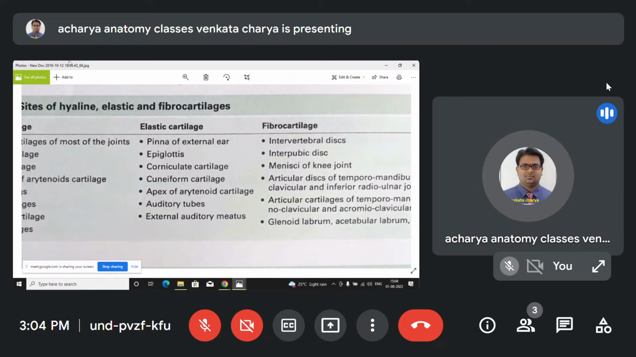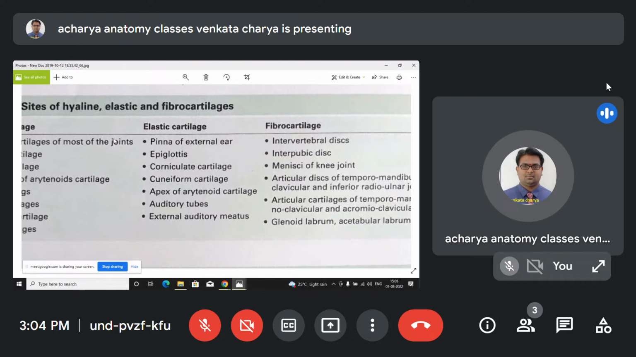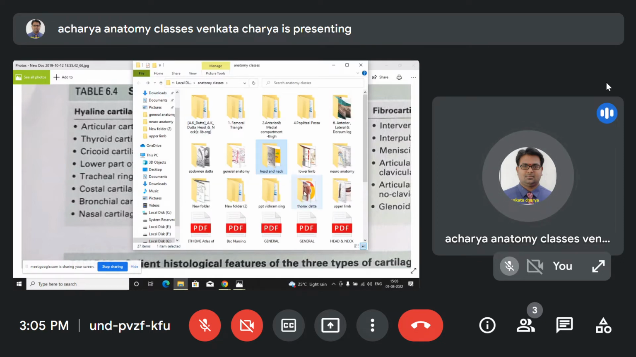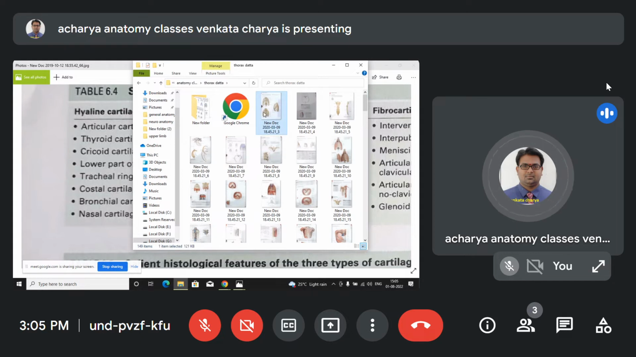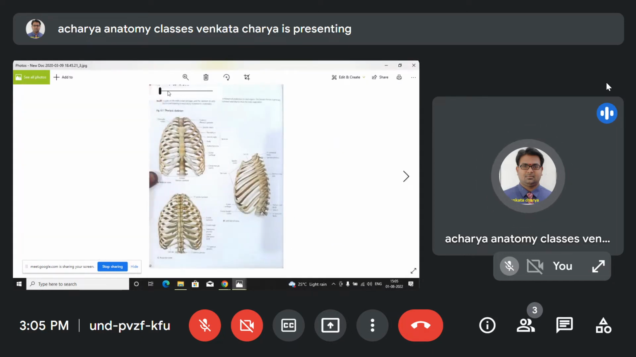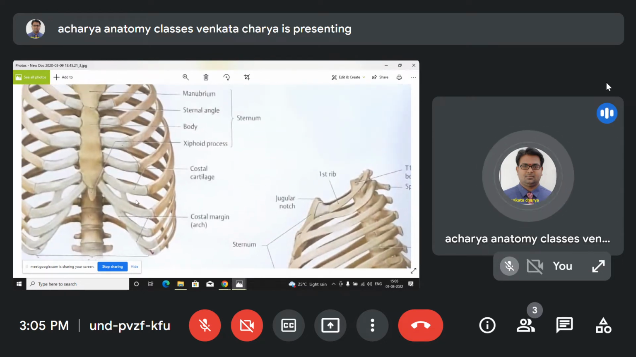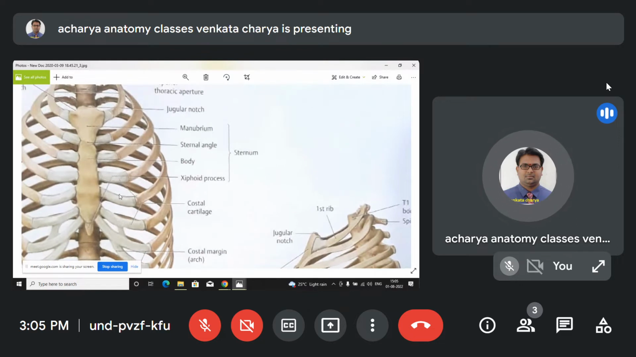Now see another picture of hyaline cartilage. Tracheal ring we already know. Costal cartilage means the cartilage between the ribs and the sternum. Observe this picture. This is a costal cartilage. This costal cartilage is made up of hyaline cartilage only.